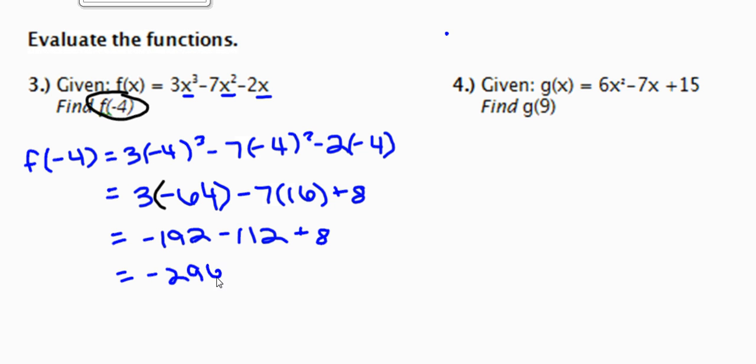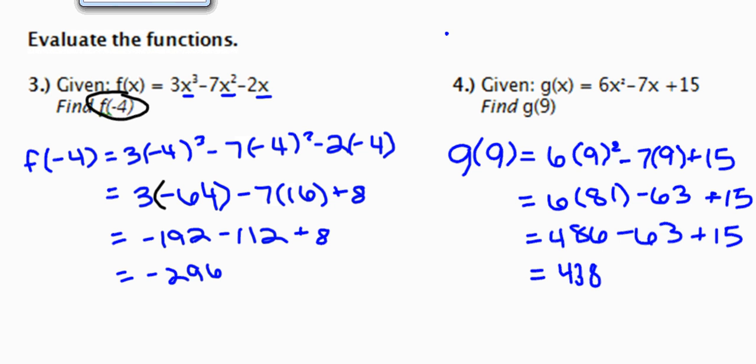You can pause the video one last time and try example number 4 by yourself, in which you'll be finding g of 9. And you can now check your final answer to problem number 4 with my own work. You should have gotten a final answer, g of 9 equals 438, and I have all my steps there shown along the way.